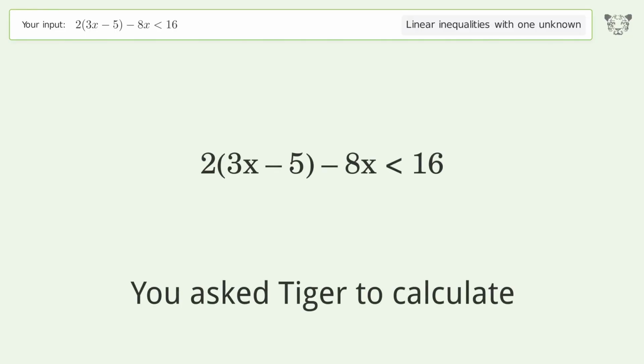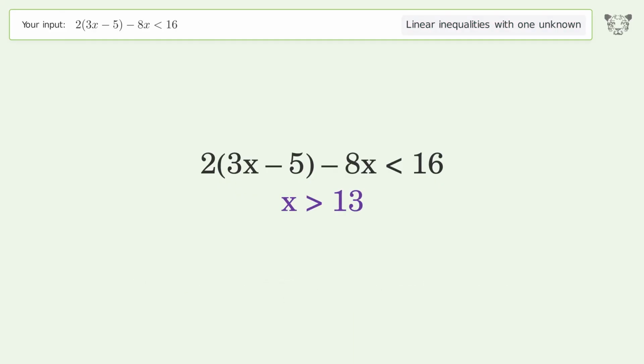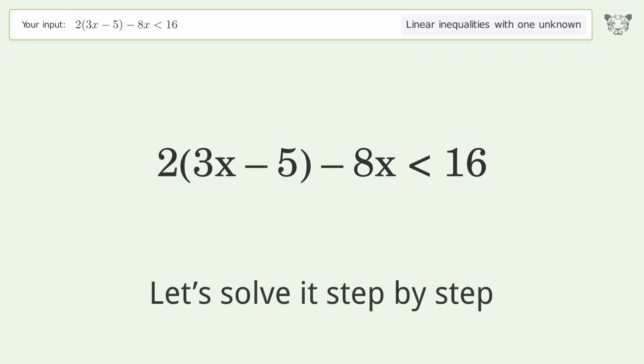You ask Tiger to calculate. This deals with linear inequalities with one unknown. The final result is x greater than -13. Let's solve it step by step.